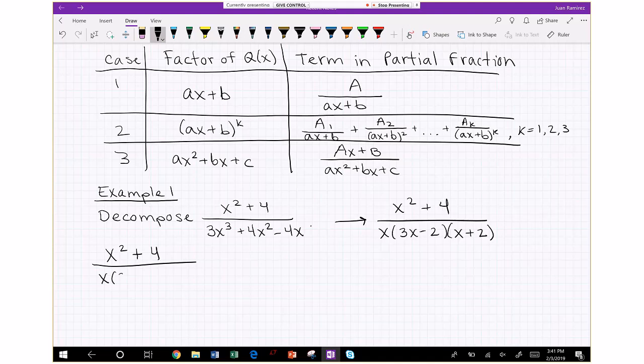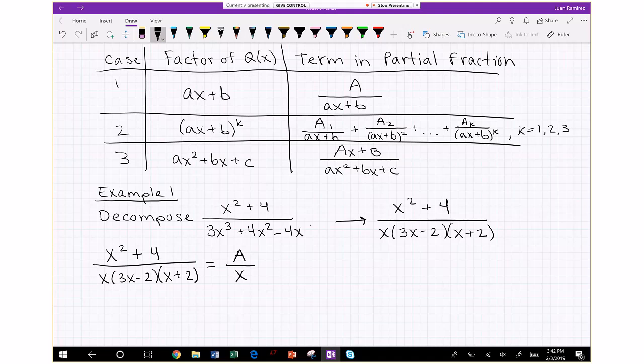So now I am going to try to set up an equation where for each term I create a term in the partial fraction on the right hand side. Okay, so the first term in the denominator is x. What does that most look like out of the 3 cases? It looks like case 1, where the value of a is 1, so 1 times x is x, and the value of b is 0 because it's not adding by anything, it's just x. Okay, so this term will be equal to capital A all over that ax plus b, which is just x.